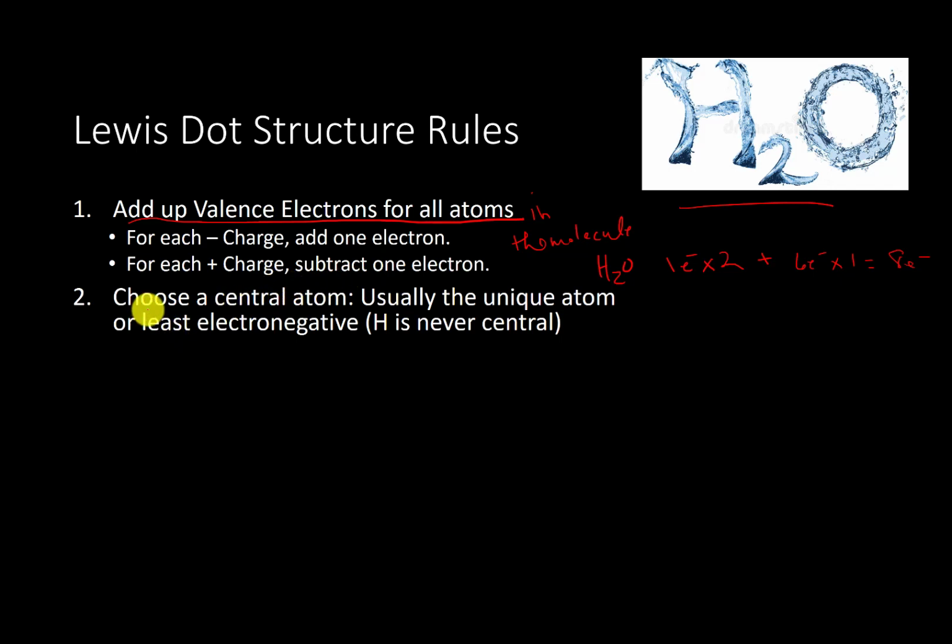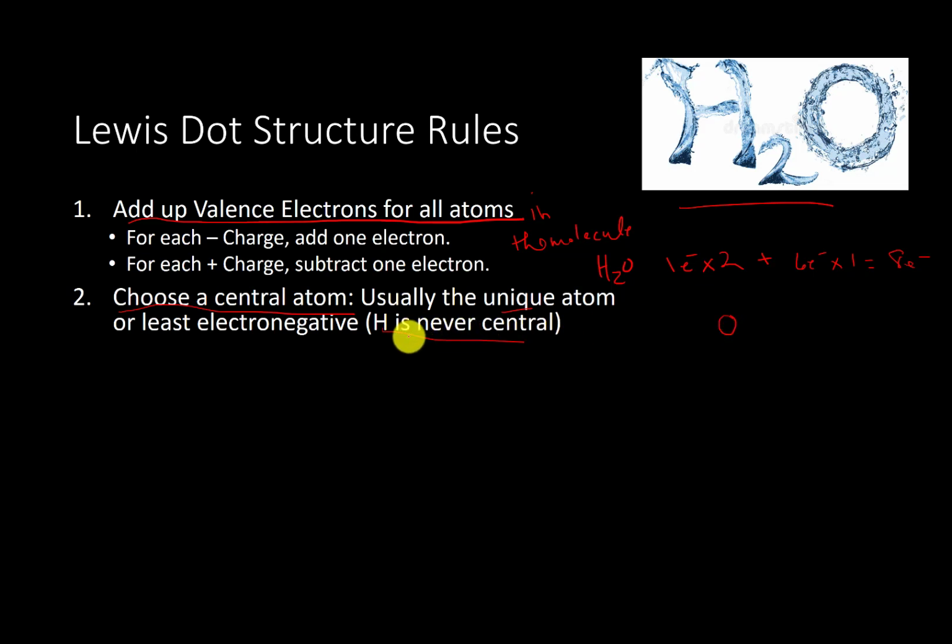Now, the next thing, this is kind of the part that's more art than science, as they say, because it's not an exact rule, but it's kind of a guessing game, but there's also some good guidelines to help you do this correctly. We want to choose a central atom. Okay? And it says that usually the unique atom or the least electronegative will be the central atom. And then H is never central. Okay? So in the case of H2O, 2 of these guidelines help us out. First of all, the unique atom is oxygen. So we're going to think probably oxygen goes in the middle.